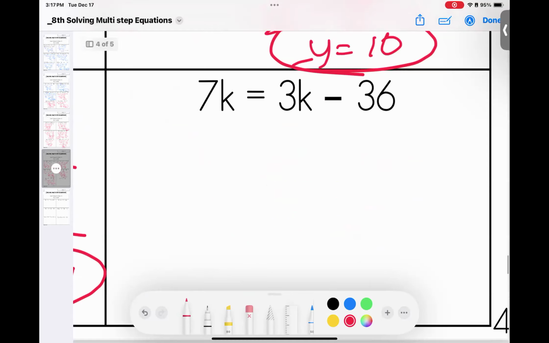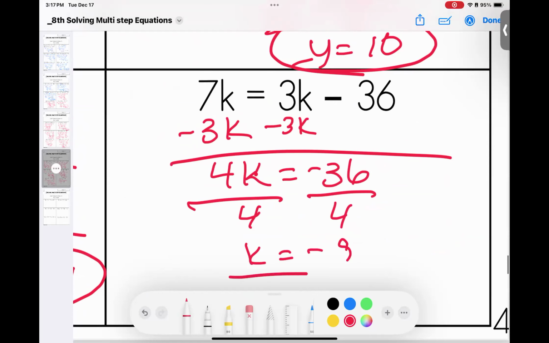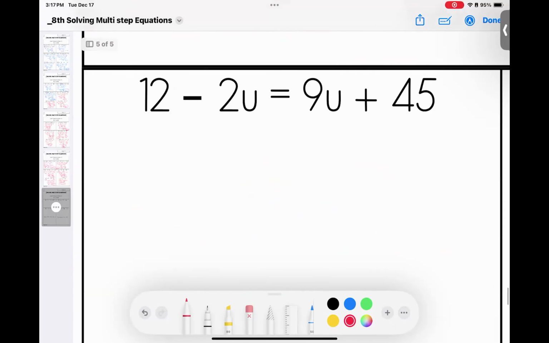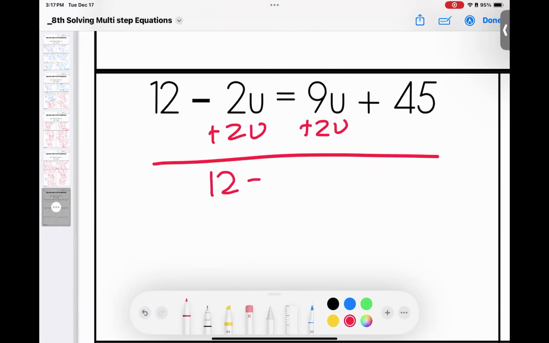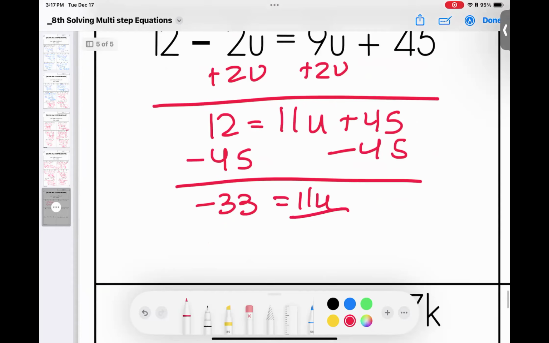Okay. Over here. Easy peasy, beautiful. On this one, nothing too crazy. k is equal to negative 9. All right, and to page 4. Questions, you know what to do. Coming down here, I'm going to add my 2y. I'm going to have 12 is equal to 11u plus 45, which I'm going to subtract. I have negative 33 is equal to 11u. Divide. Negative 3 is equal to u, or u is equal to negative 3.